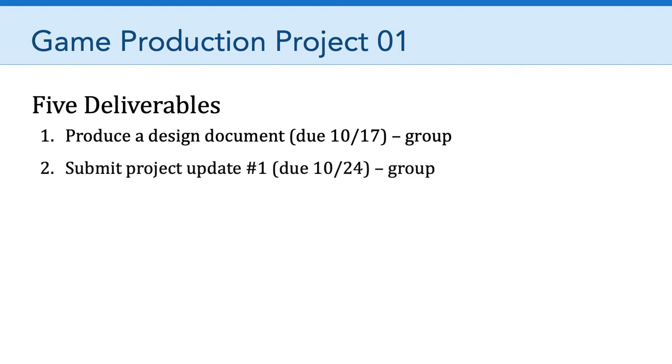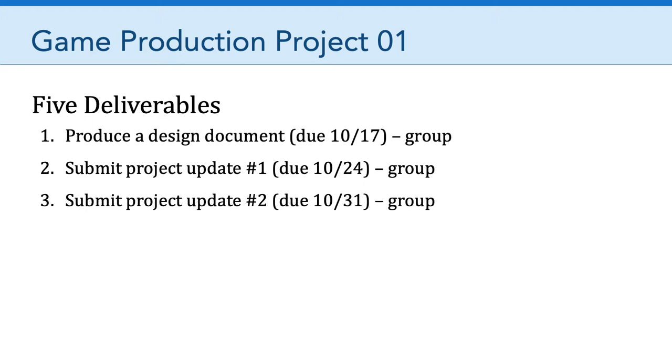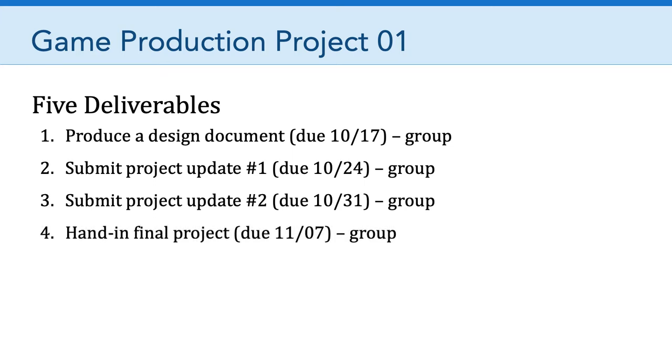The second deliverable due on October 21st is to simply submit a project update. Now you only need to submit 1 project update as a group, and your project manager will do that. The third deliverable is another project update. Again, the project update simply focuses on when have you been meeting and what successes and challenges are you experiencing as a group.